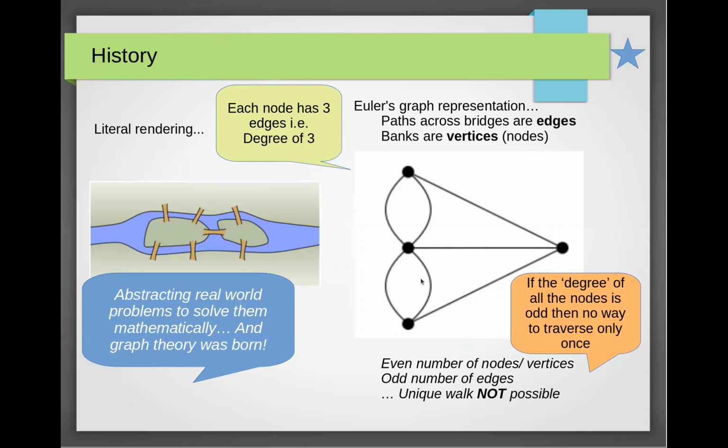But what Euler was able to do was to discover that it was not possible, given these odd-degree nodes, to have what's called a unique walk, a way to cross everything just once. It just wasn't possible. But this really gave birth to the idea of using this type of terminology to abstract real-world problems, to solve them mathematically, to work out different answers.